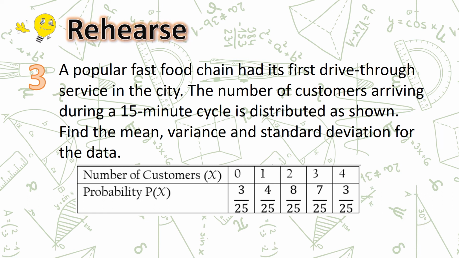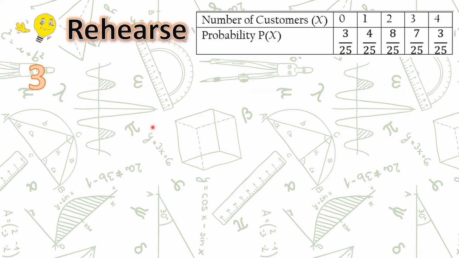Time is up. Let us show the answers. So in our probability distribution, the values that x assumes are 0, 1, 2, 3, and 4. These are the number of customers, and their corresponding probabilities are 3 over 25 for no customer, 4 over 25 for 1 customer, 8 over 25 for 2 customers, 7 over 25 for 3 customers, 3 over 25 for 4 customers. Of course, the probability distribution satisfies the requirements for constructing the probability distribution for a discrete random variable.